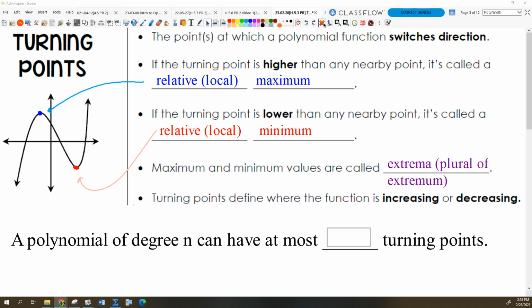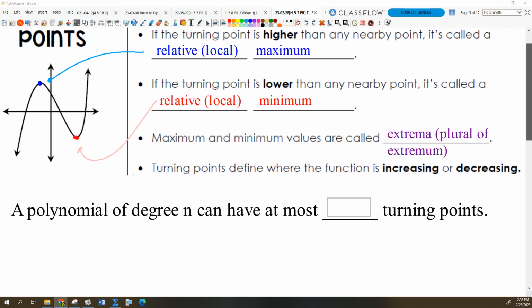Turning points define where the function is increasing or decreasing, right? Because those are the points of transition. On this graph up here, the ant is increasing to the left of the maximum, agreed? And the ant is increasing to the right of the minimum. But the ant is decreasing between the two, right? Extrema are places where the function transitions from increasing to decreasing or vice versa, okay?